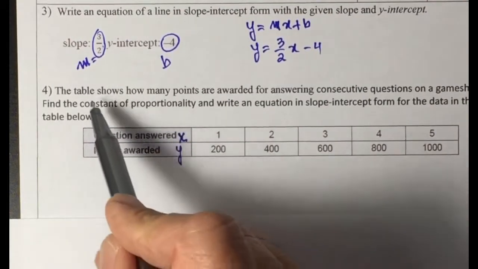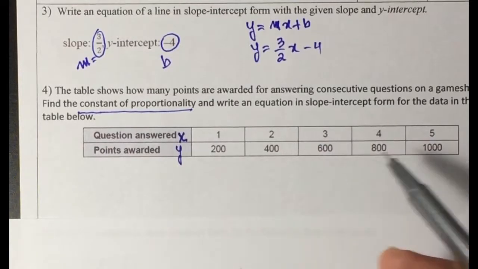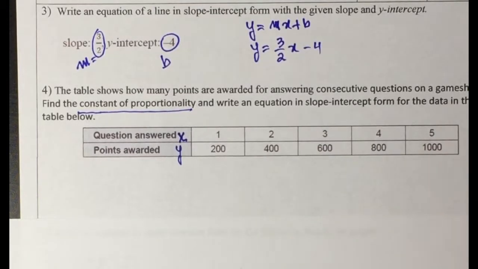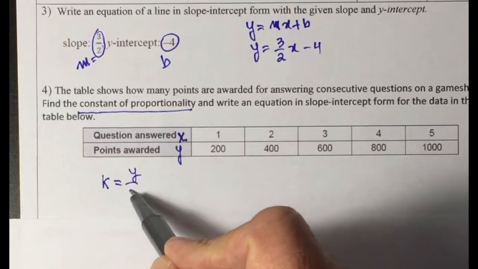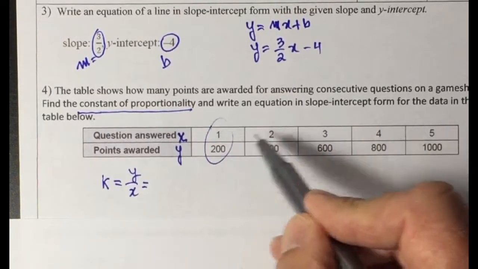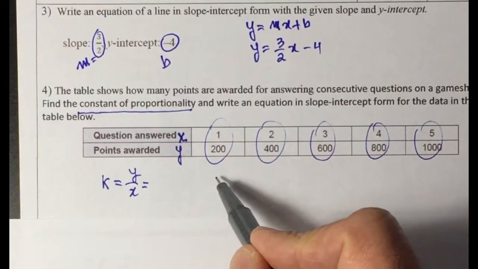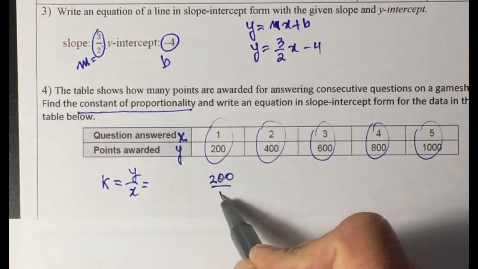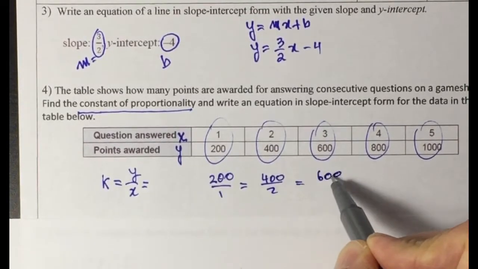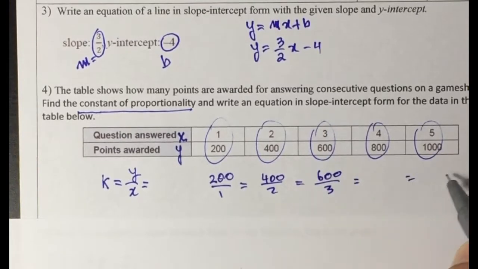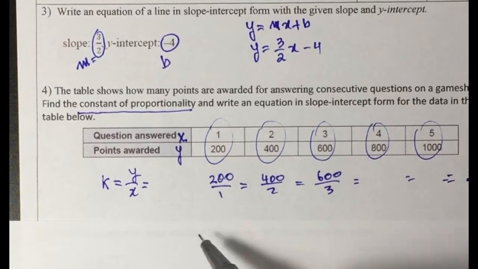In order to find the constant of proportionality, assuming that this relationship is constant, it is y over x. If you do y over x for each of these ordered pairs, you're going to find that it is 200 over 1, the same as 400 over 2, the same as 600 over 3, and so on, equals 200. So my constant of proportionality is going to be 200.